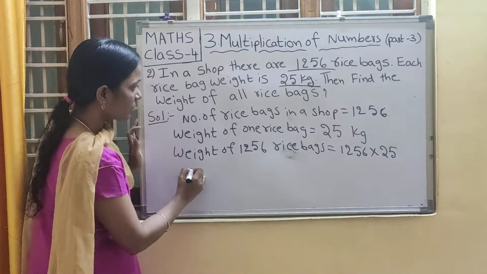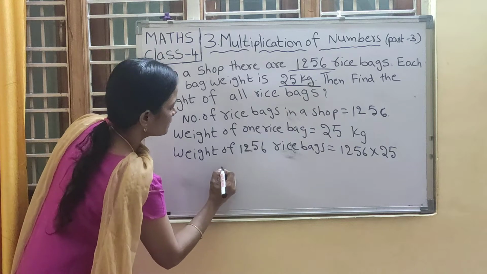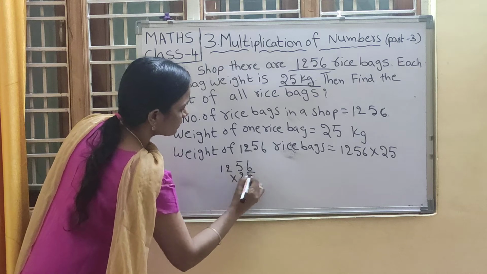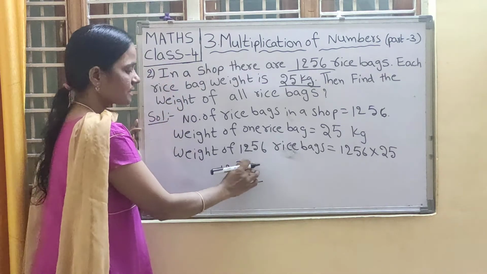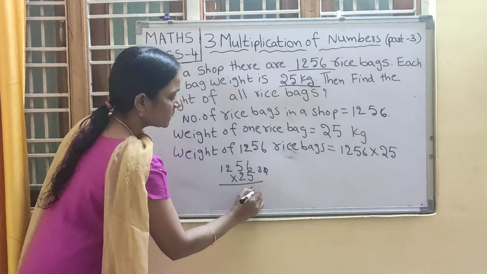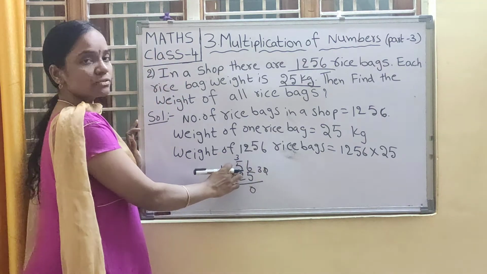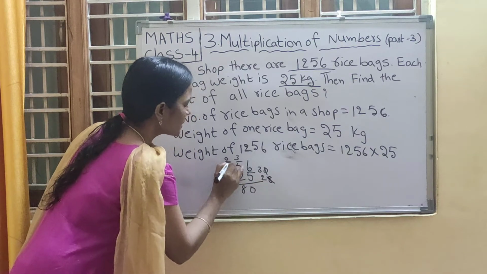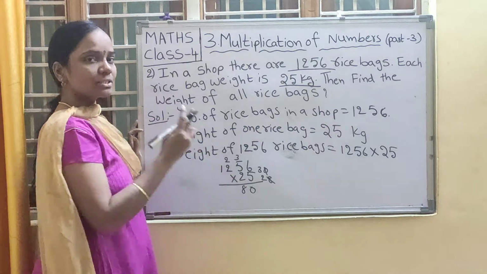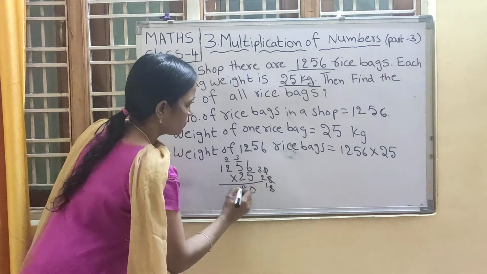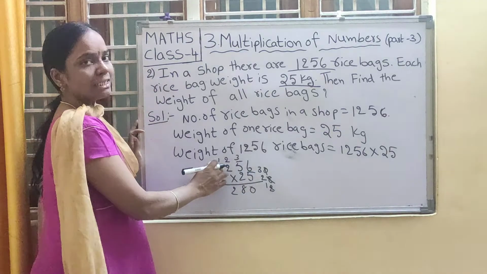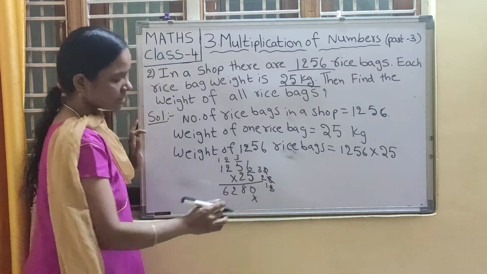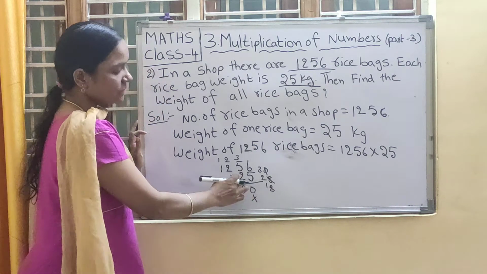Here I am doing, look at the board, children. This is a 2-digit multiplication. 1, 2, 5, 6, 1256 into 25. So first do with the 5. 5 sixes are 30. So 0 right here, 3 is the carry. 5 fives are 25. 25 plus 3, 28. So 8 right here and 2 is the carry. 5 twos are 10. 10 plus 2 how much? 12. So 2 right here and 1 is the carry. 5 ones are 5. 5 plus 1 is 6. So in the second line, in the 1's place put a cross, because we are doing with the 10's place digit now.